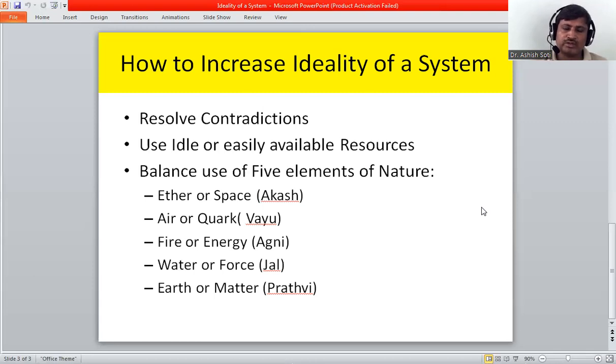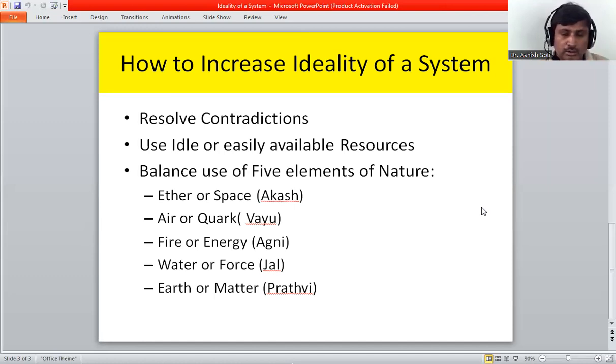Or one more thing, I am now going to take you to the next level of innovation. It has been told that nature is made of 5 elements. The first one is space or ether, or we say in Hindi Akash. Air or quark, we say Vayu. Fire or energy, we say Agni. Water or force, we say Jal. Earth or matter, we say Prithvi. So what is written within the brackets is the Hindi name.